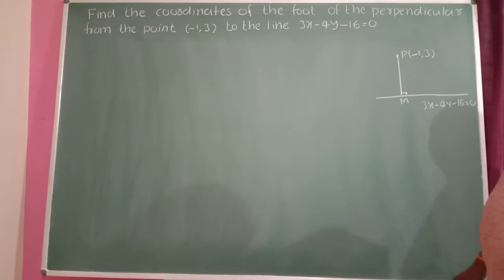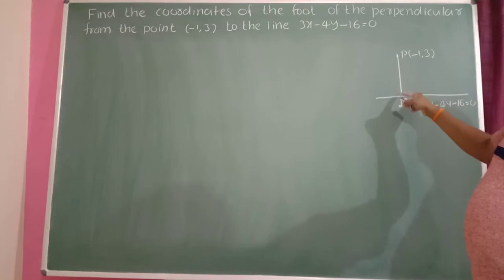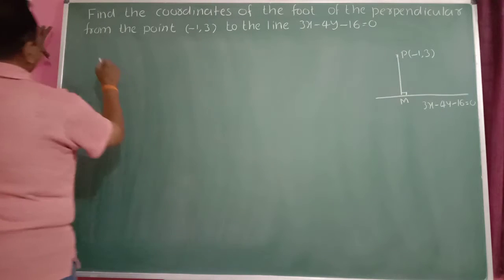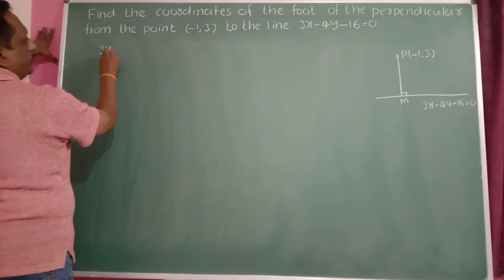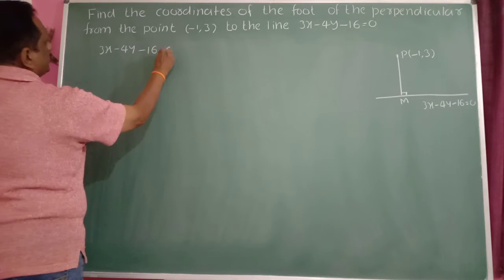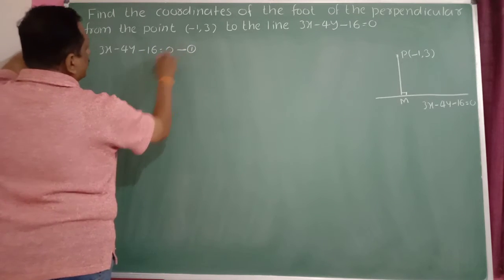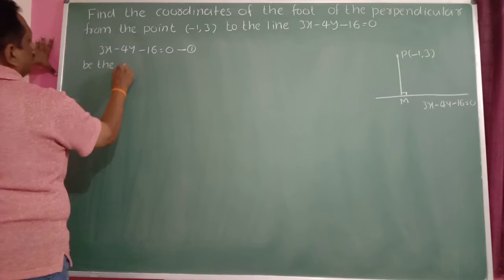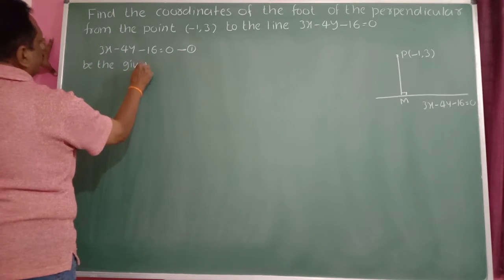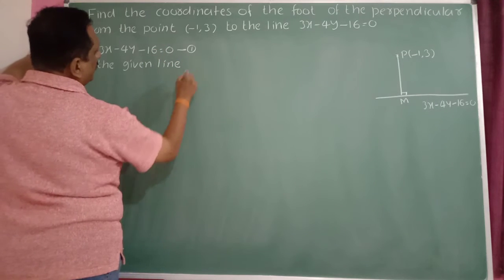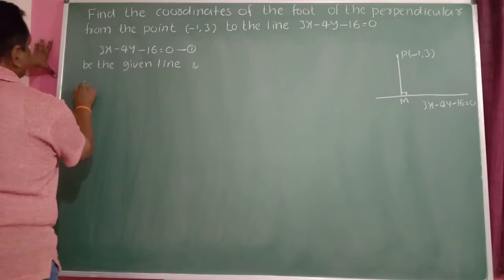Therefore, first you find the equation of this PM. Take 3x minus 4y minus 16 is equal to 0 as equation number 1, be the given line.